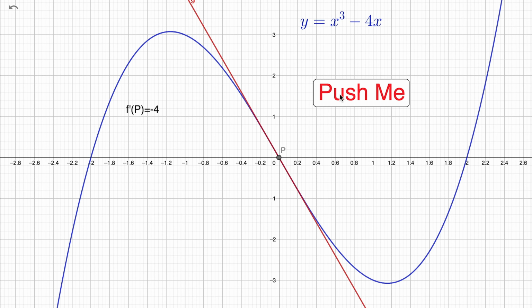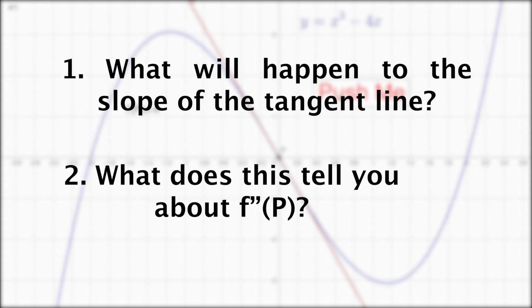For the next two clips, I'm going to go a little faster. Okay, the first clip is going to take us from the origin to the local minimum. The second clip is going to take us from the local minimum up towards infinity. So take a second and ask yourself, what's happening to the slope of the tangent line on each of the next two intervals? Also, what does that mean about the second derivative?